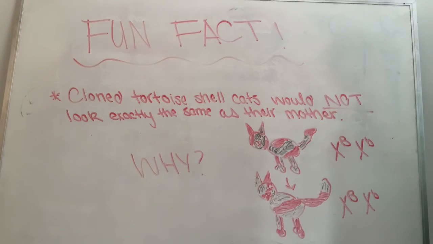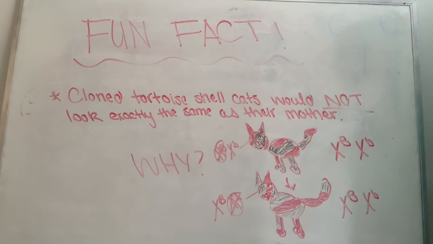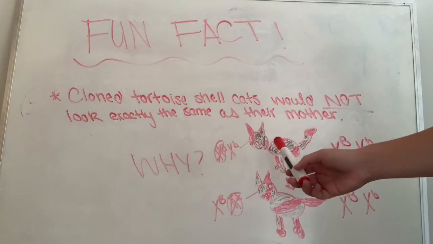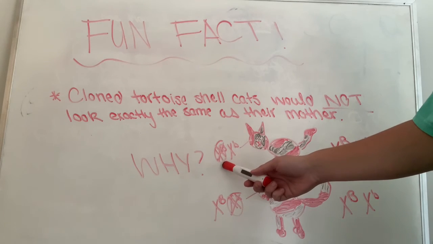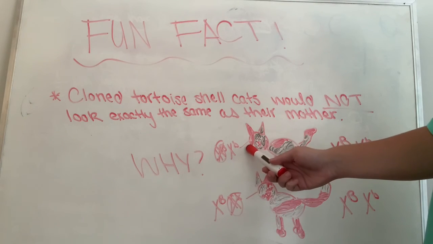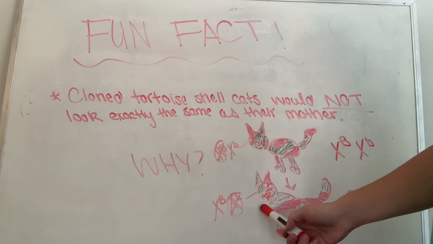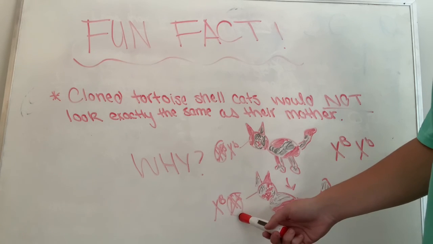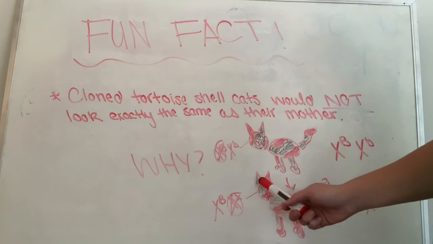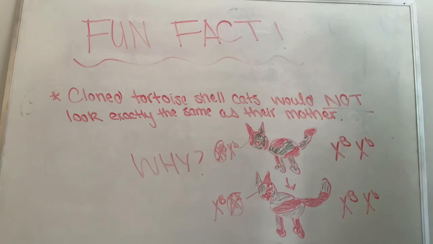To close this off, I have a little fun fact to share about tortoiseshell cats. Did you know that a cloned tortoiseshell cat would not look the exact same as their mother? Why, might you ask? Even though they both have the same genotype, the answer all relates back to the Lyon Hypothesis and how X chromosomes are randomly inactivated. So as you can see in this mother cat, the big B black pigment was inactivated on its face right here. But in its cloned version, the little b for the orange was inactivated on its face. It all goes back to the randomness of the deactivation.